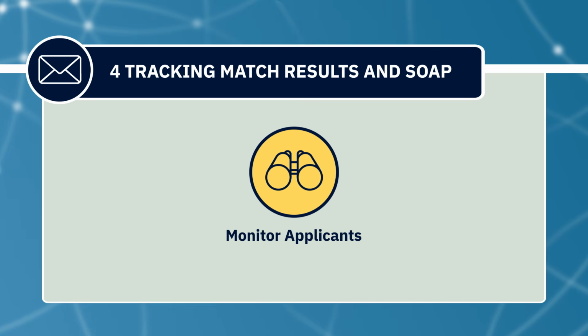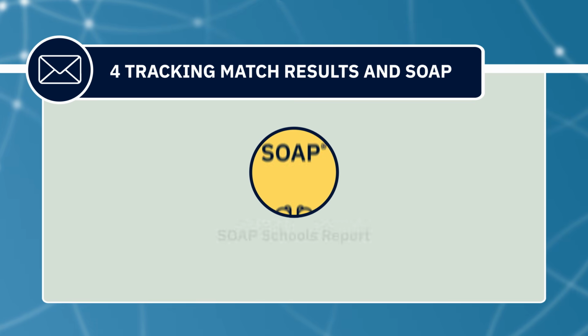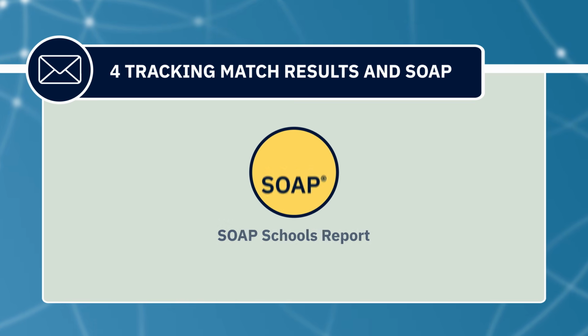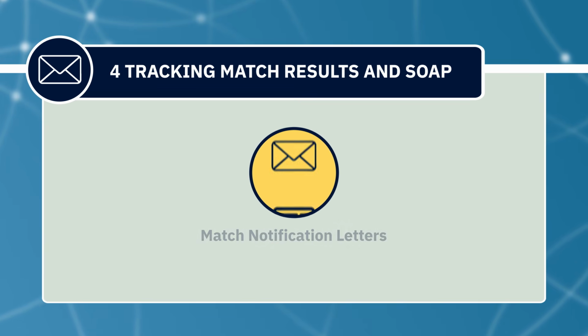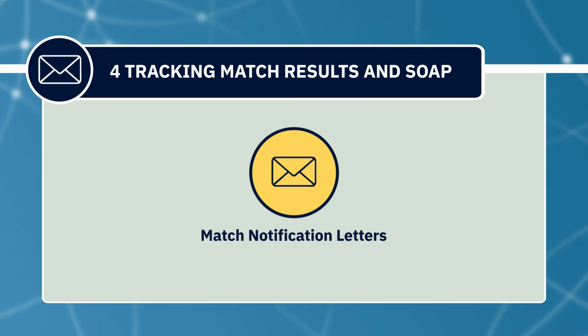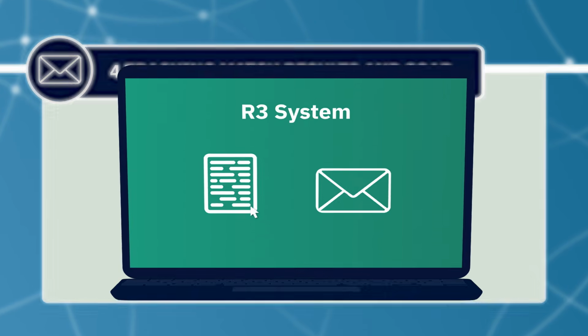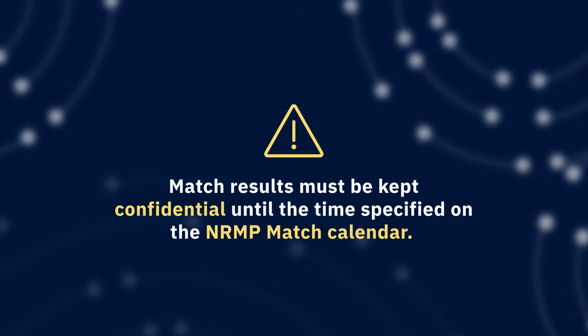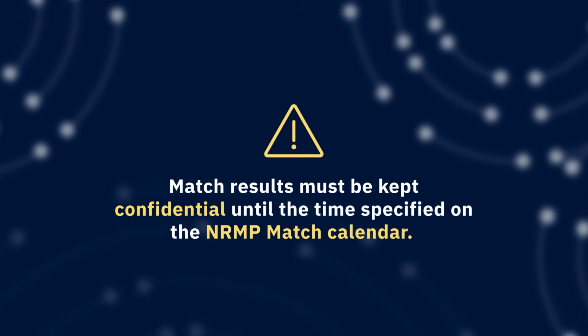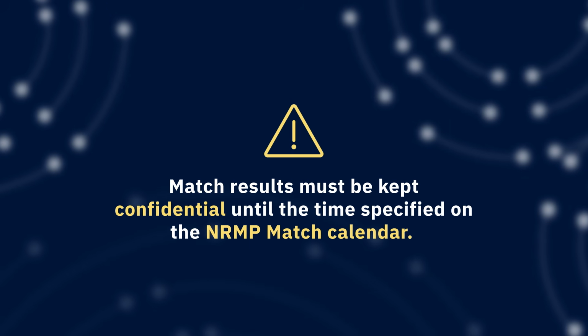Once SOAP offer rounds begin, monitor applicants by reviewing the SOAP Schools Report. This report provides real-time status of offers and acceptances for students and graduates. After SOAP concludes, schools can download their match notification letters to prepare for match day celebrations. All reports and letters are accessible to authorized users in the R3 system. Match results must be kept confidential until the time specified on the NRMP match calendar.